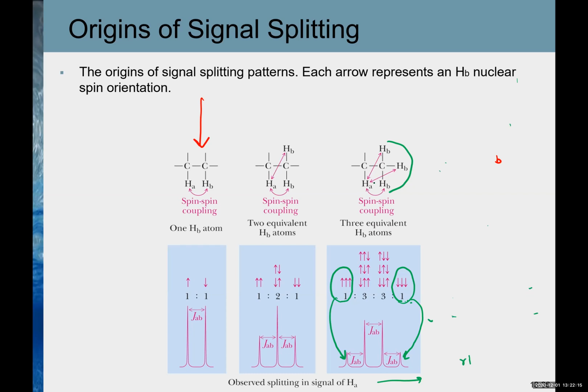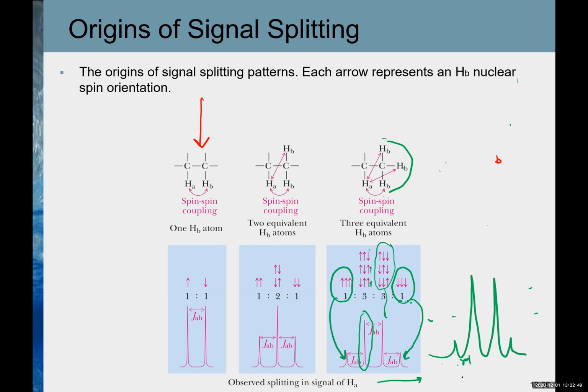Now, there are three possibilities in which two of them are upwards and one is downward. So more along the field, less against the field. So then we'll get this signal. And then the fourth and final possibility is that two of these three are against the field and one of these oriented with the field. So again, there are three chances, then we get that. In that case, our signal will look like a quartet, like that.